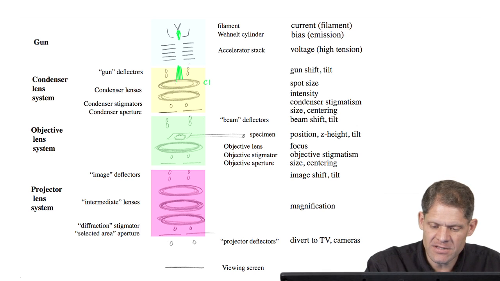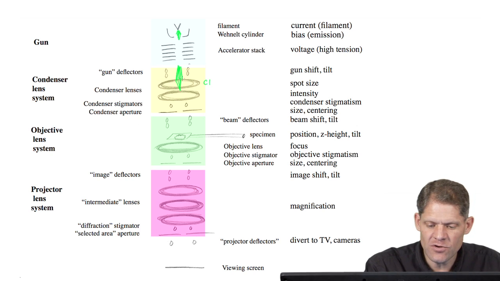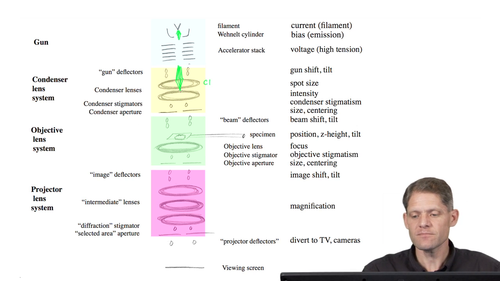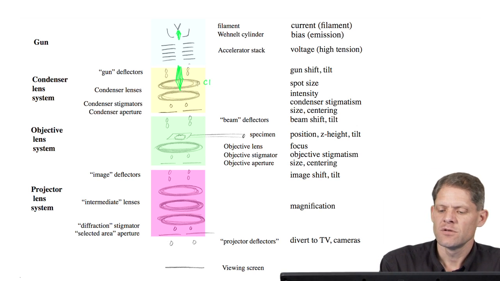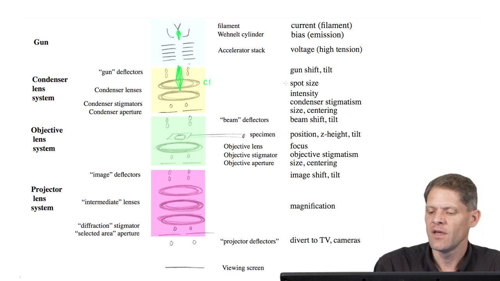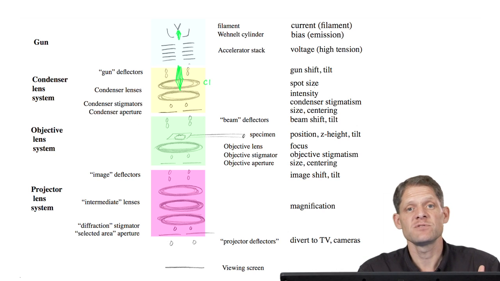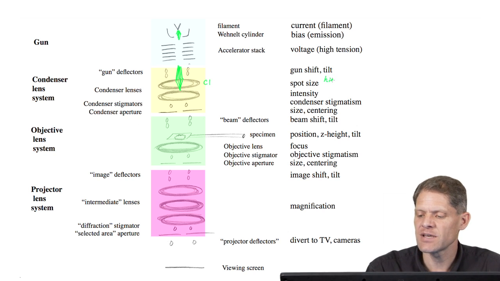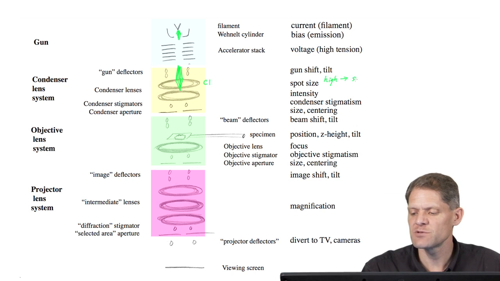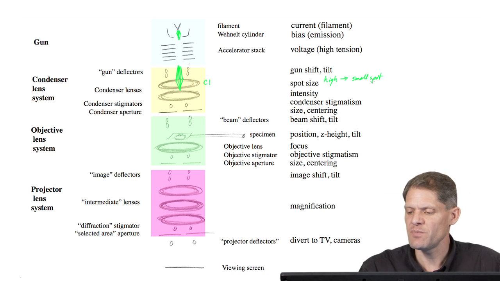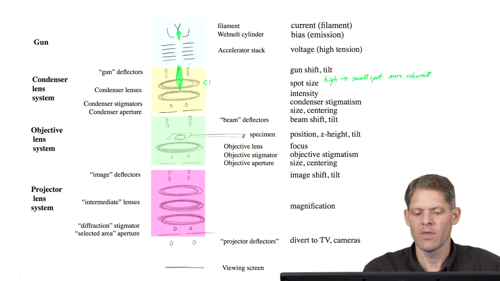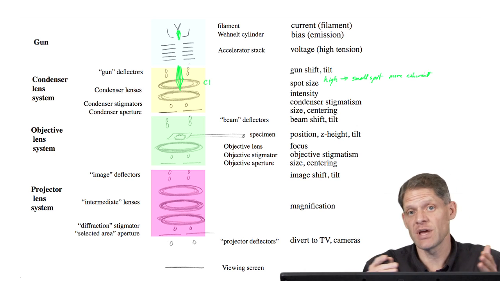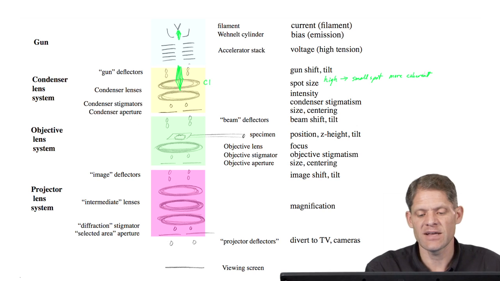And the first condenser lens focuses it into a first spot. And so to control the current in that C1 condenser lens, the knob is called spot size. And perhaps counterintuitively, high spot sizes correspond to a small spot, which is going to be more coherent because some of the electrons that are most divergent won't actually be focused into that small spot.